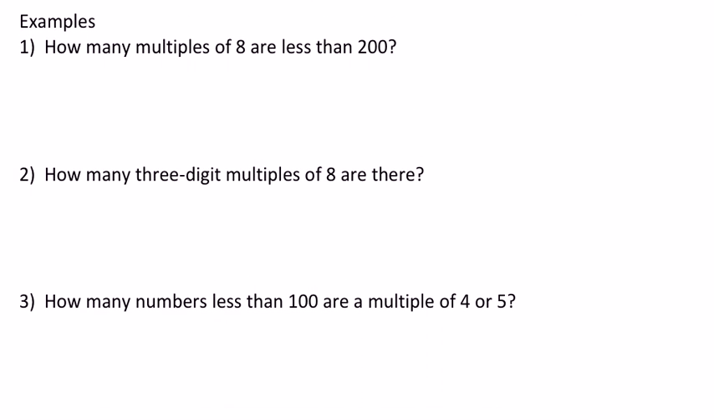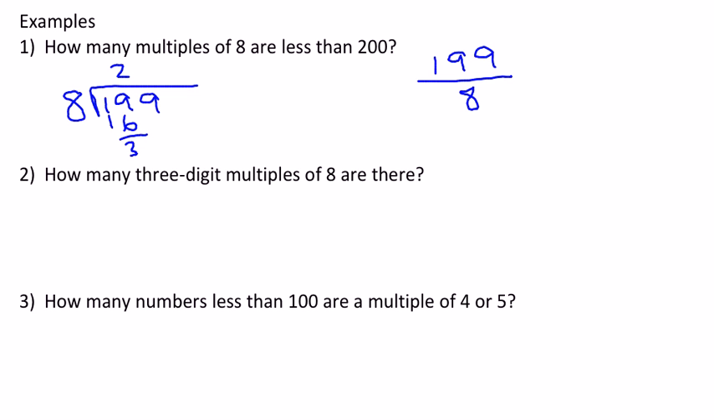The first one is, how many multiples of 8 are less than 200? Again, you take the first number less than 200, which is 199, and you divide that by 8. If you don't have a calculator available, just go through and do your division. It turns out it's going to be 24 remainder 7. So that means there are 24 numbers that are divisible by 8 that are less than 200. If I said less than or equal to 200, you'd actually have to include 200 as well, because 200 is divisible by 8.